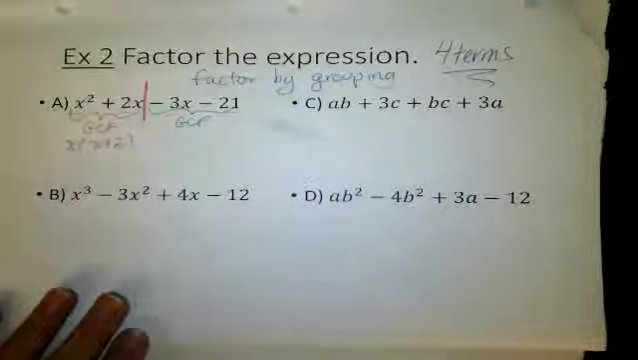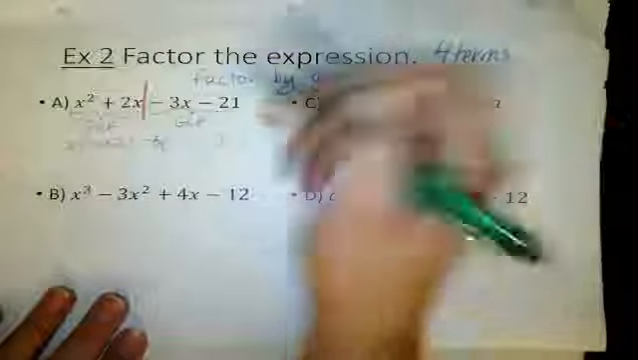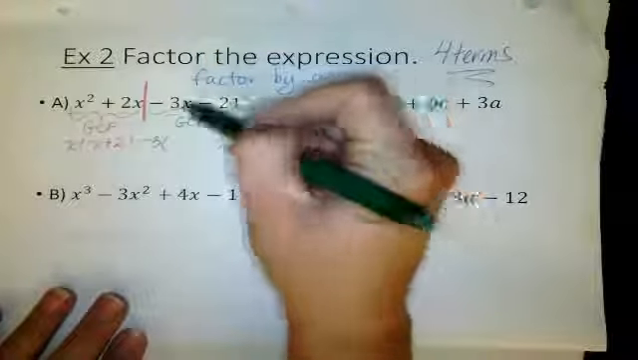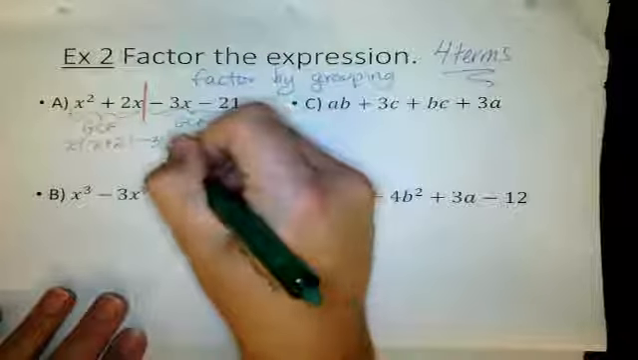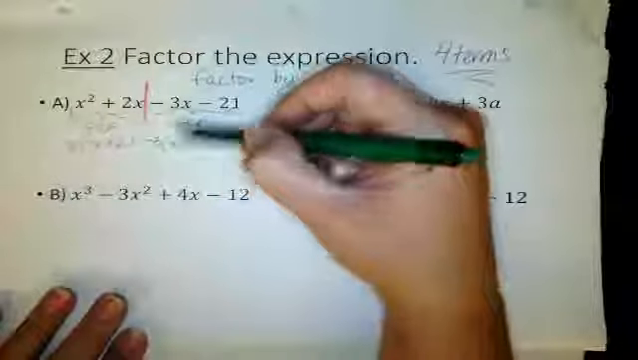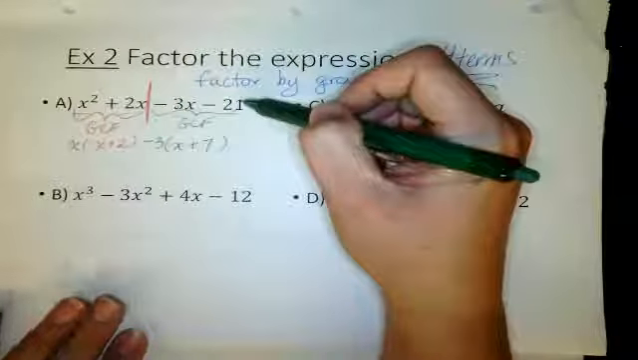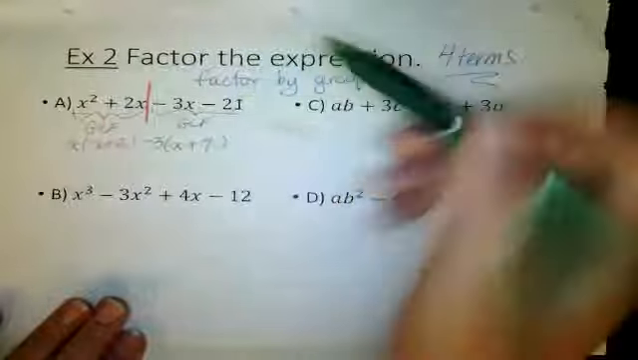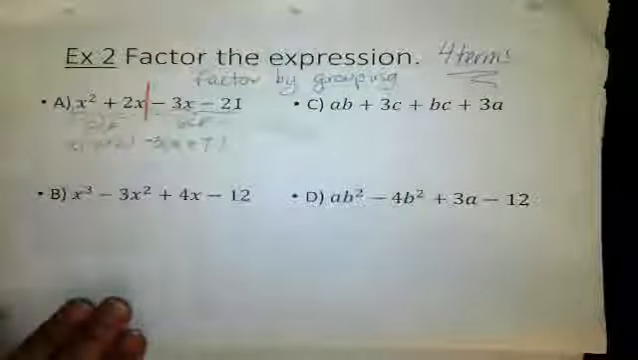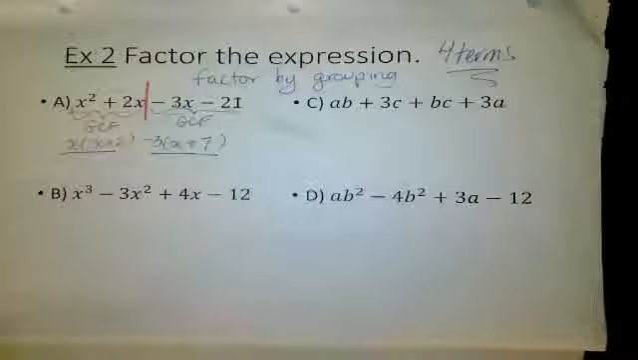Negative 3. I love how you took the sign along for the ride. If I take a negative 3 out of each of these terms, what's left behind? X plus 7. How do you know you did that right? Distribute. Negative 3 times X is negative 3X, and negative 3 times 7 is negative 21. So we're good. Now I'm back to 2 terms just like we had before.